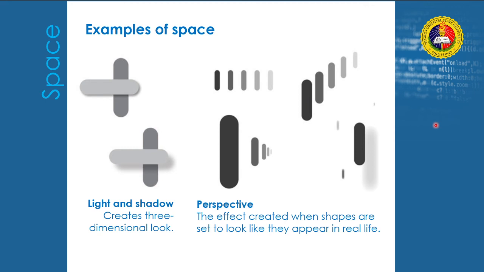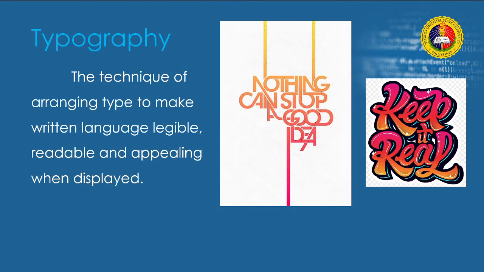Alright? So, that is space. Last, we have typography. Okay, the last visual element for graphic design is typography. Typography refers to the technique of arranging type to make written language legible, readable, and appealing when displayed. Okay, so I know if you can remember, not the very first meeting, but in our very first lesson, aside from the orientation, we talked about graphic design is about a picture that speaks 1,000 words, di ba?